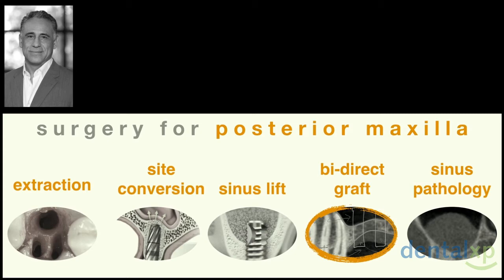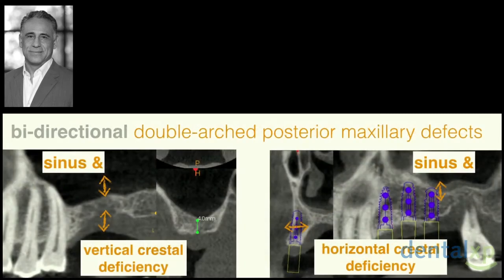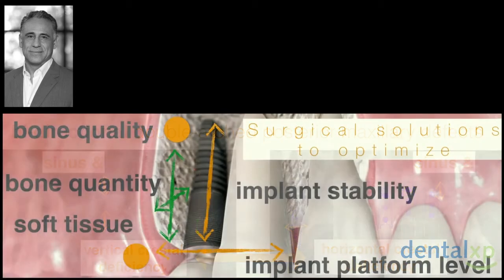Let's talk about some defects, what I call bidirectional double arch posterior maxillary defects. This is a very common type of deformity that I see often, and this is when we have both a defect from a sinus standpoint, in addition to vertical, and sinus as well as horizontal. So there's 2 forms of these bidirectional defects that I see quite often.